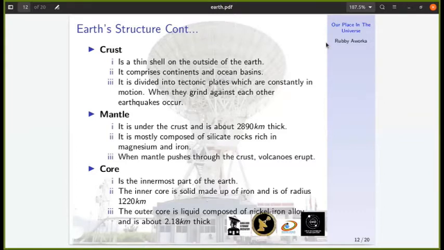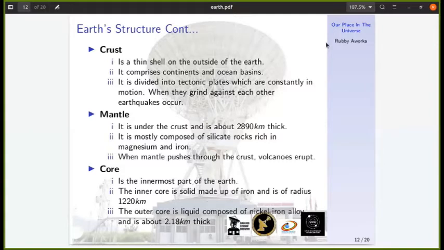And it is the innermost part of the Earth. And the inner core is solid, made up of iron and of radius 1,220 kilometers, whilst the outer core is liquid composed of nickel iron alloy and is about 2.18 kilometers thick.